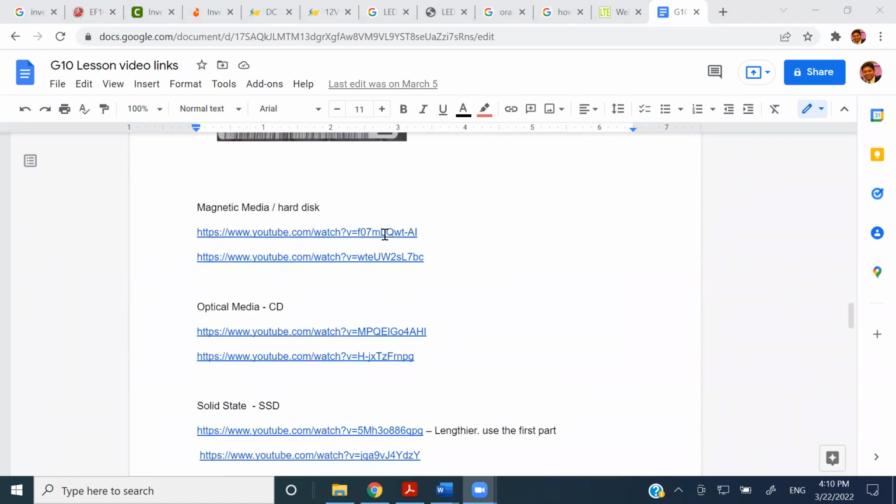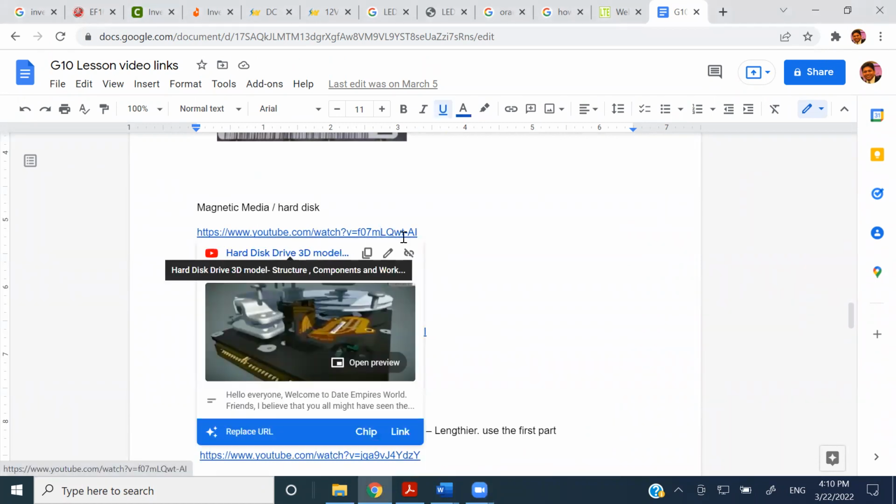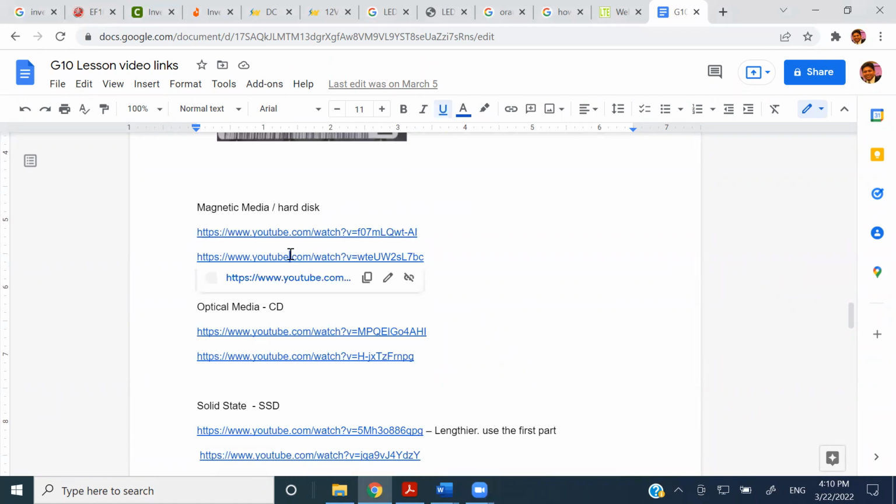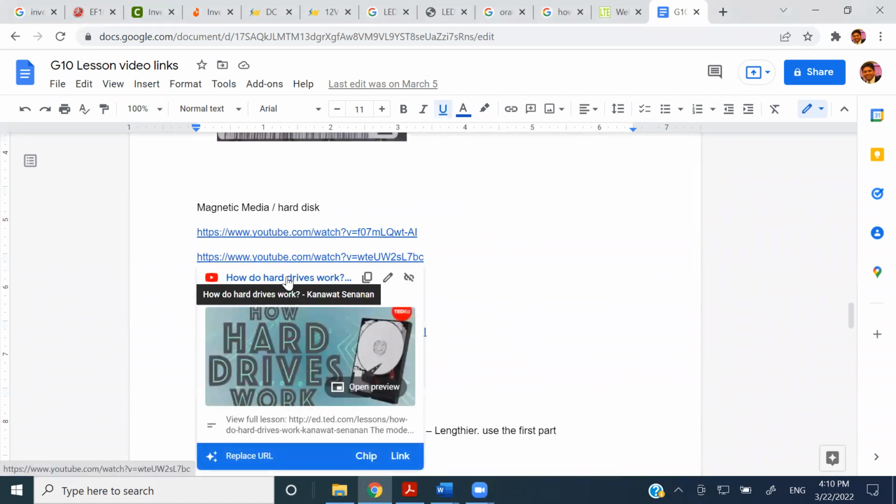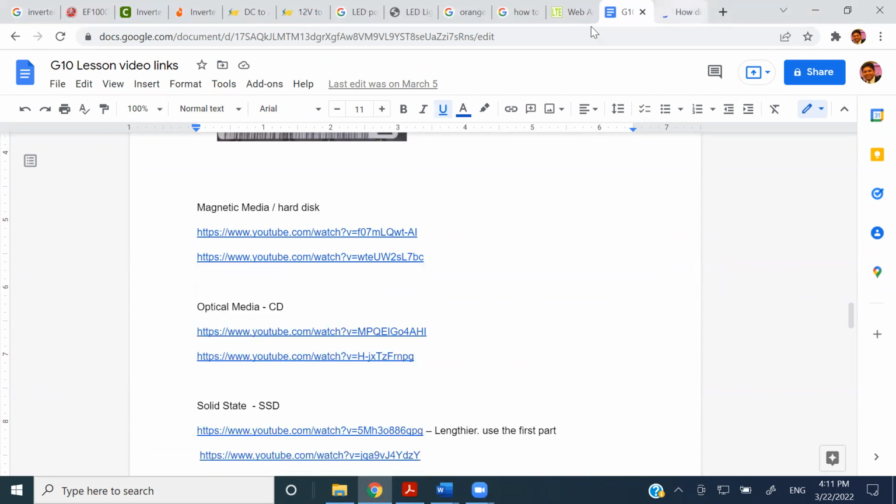Yeah, so this is about the hard disk. We watched this last week, and I think we haven't watched this part. So this will show you how to store the data.